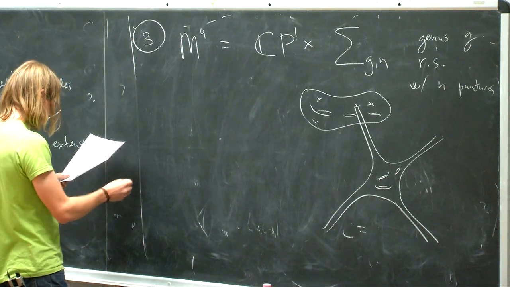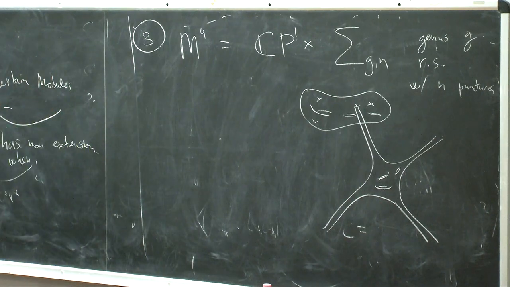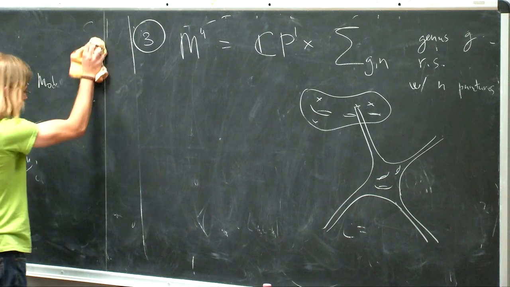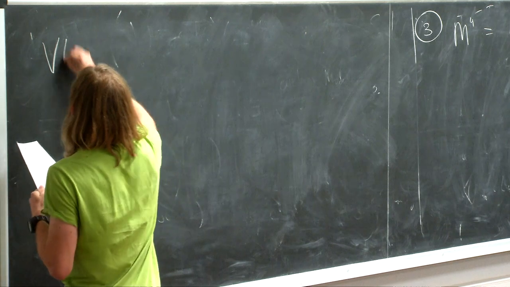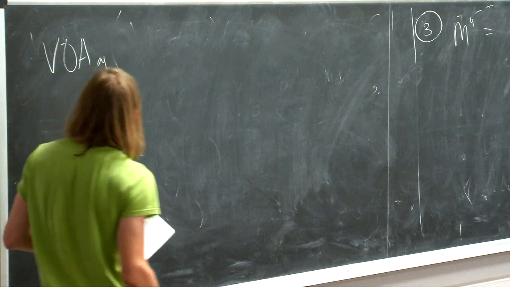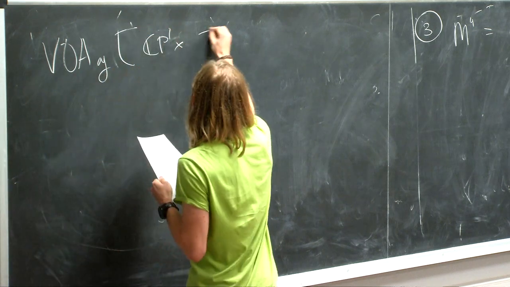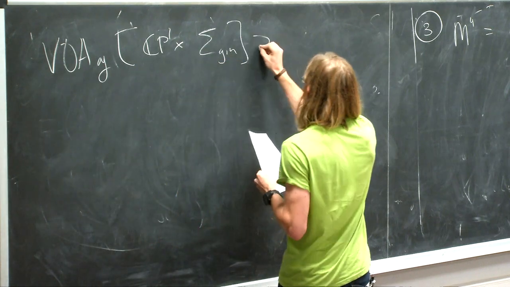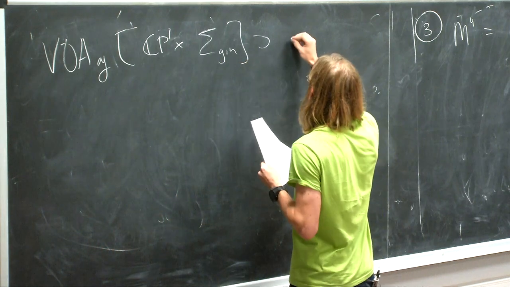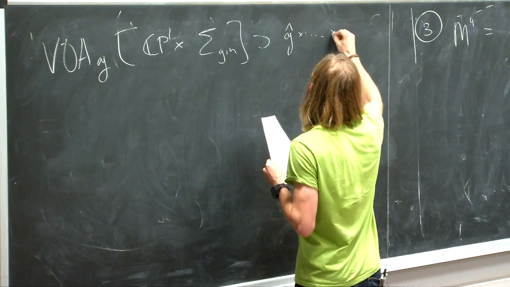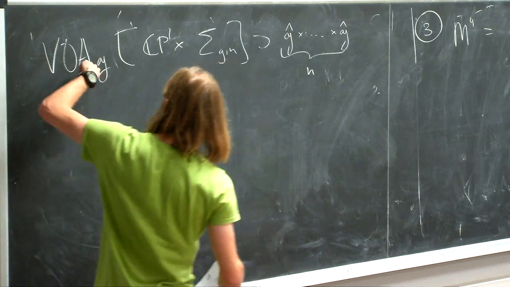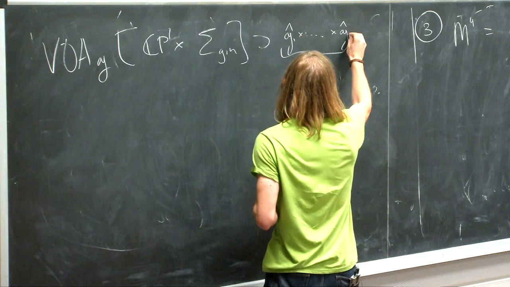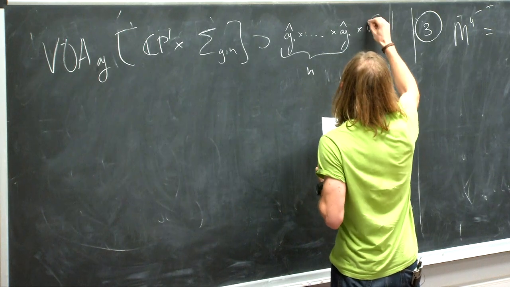Okay, so what is it? Let me say some general properties. The VOA will contain n copies, where n is the number of punctures, n copies of the affine Lie algebra associated to my Lie algebra g, which I choose here, with some levels, which I'm not going to specify, but they can be explicitly written, times U1.